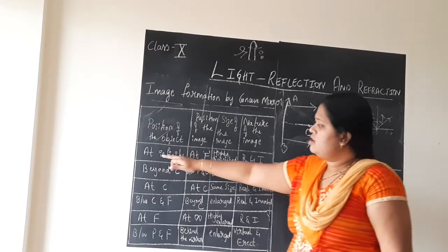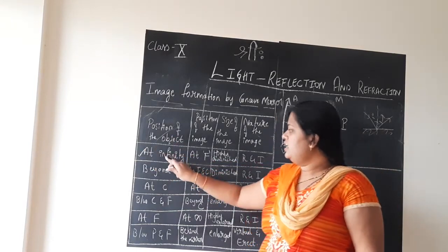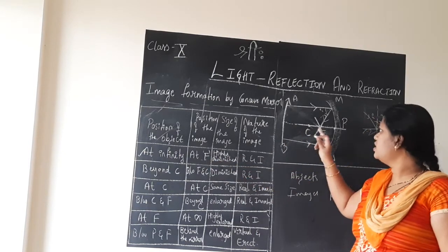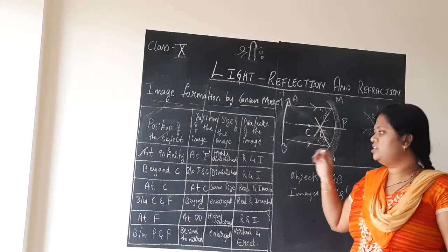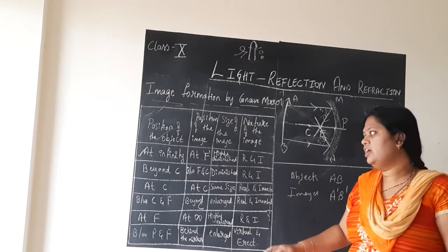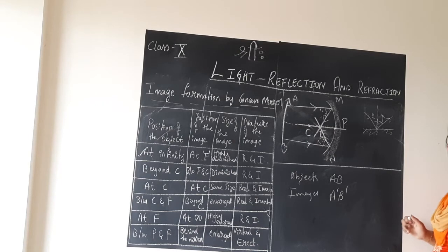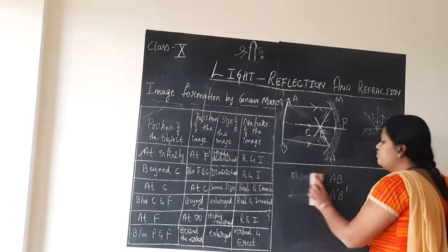Look now, when the object was placed at infinity, the image is formed at F, at the principal focus. You cannot see A dash, B dash. That you will understand further when you go ahead. A highly diminished image, which is real and inverted. So that is about the first case.